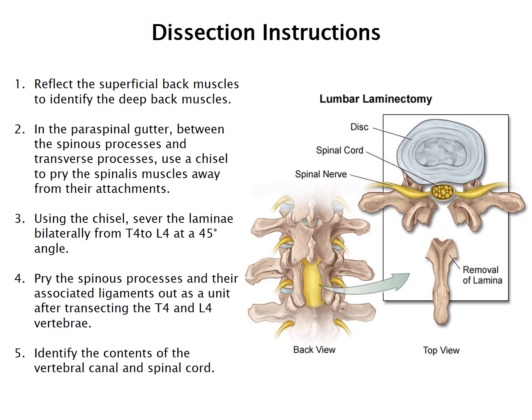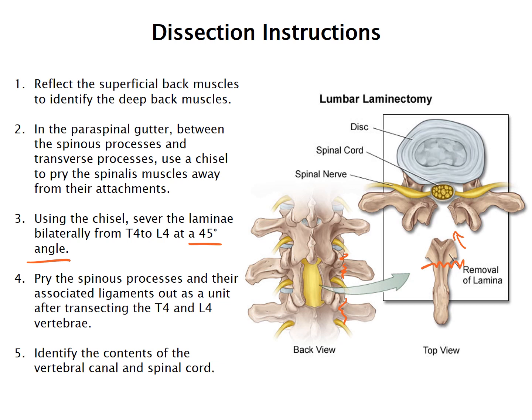However, to get there, you first need to use a chisel to pry the spinalis muscle away from its attachments on the spinous processes. Once the gutter is cleared of muscle, you can then take a chisel or a saw and sever the exposed laminae bilaterally from T4 all the way down to L4. And notice you need to do this at a 45-degree angle. This is key. If the angle is too sharp, you'll actually shear off the transverse processes. If the angle is too low, you will shear off the spinous process. So going in to make your cuts at a 45-degree angle will gain you access to cutting the laminae only.